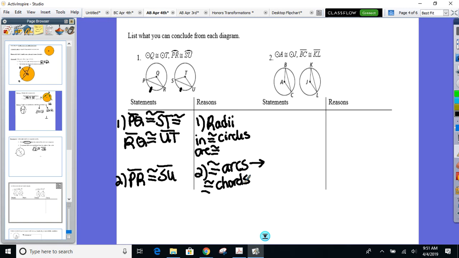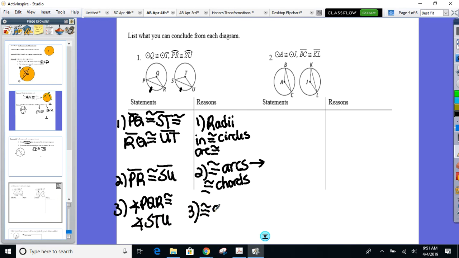I'm looking for one more here. One more fact if the arcs are congruent. If those two arcs are congruent, so are the first one we went over today. So are the central angles. Name the two central angles up here. Angle PQR, congruent to STU.